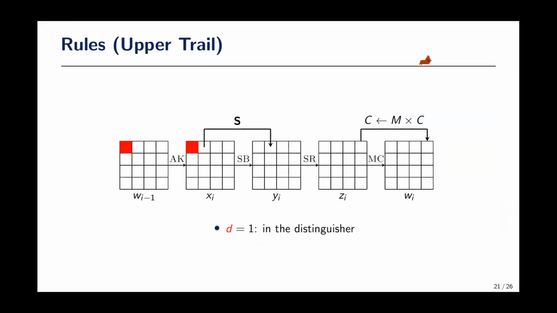Here, if D equals 1, that means it is in the distinguisher and it will propagate like that. And for D equals 0, that means it's not in the distinguisher, and it will propagate like that. Actually, in our model it's more complicated than that.